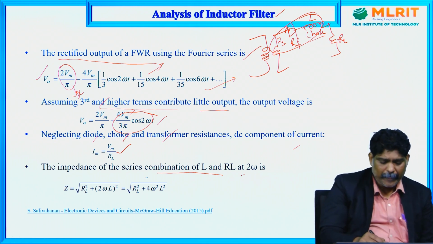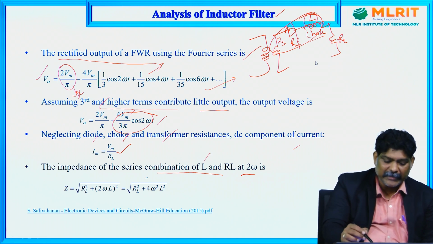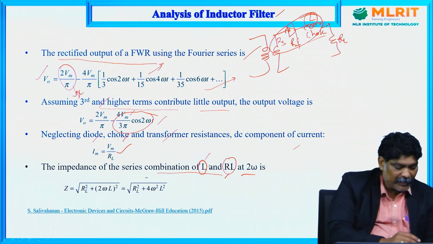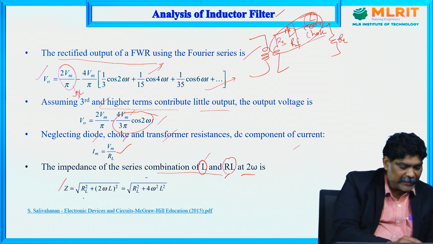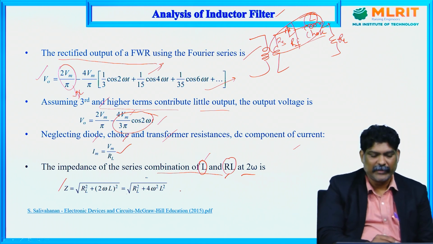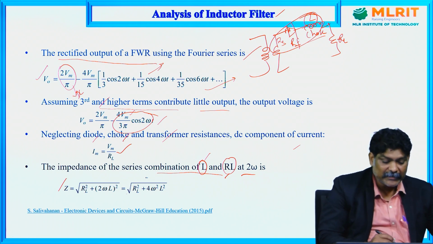So at 2 omega, we have L in series with RL. For the series combination of L and the load resistor, the impedance is given by Z equals root of RL square plus 2 omega L square, which is RL square plus 4 omega square L square. Let us further analyze this.